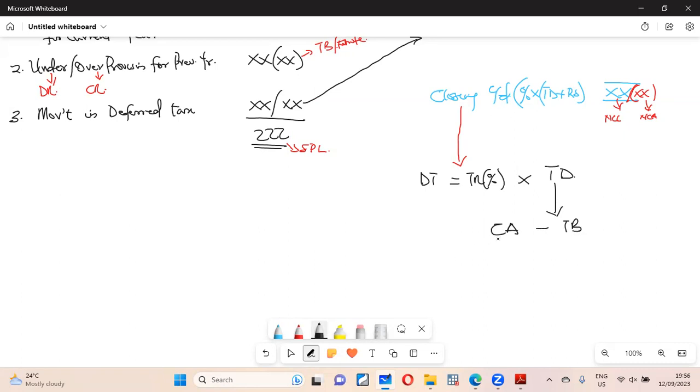How do you find carrying amount? I hope by now everybody knows carrying amount. You find carrying amount by getting the cost of the asset less what? Accumulated depreciation or any accumulated amortization. That is how you find carrying amount. How do you find TB, tax base? It's the same meaning as carrying amount. So for that one too, you need your cost.